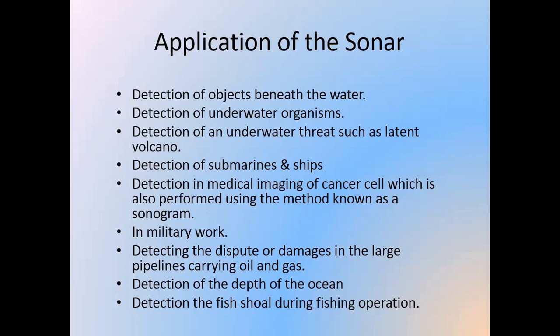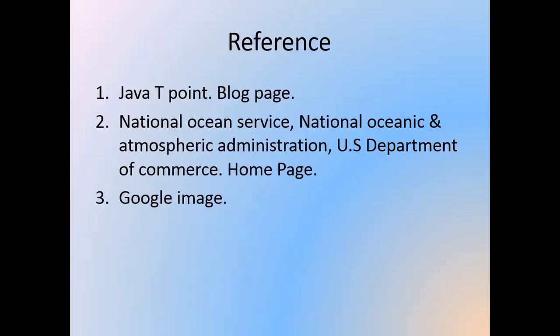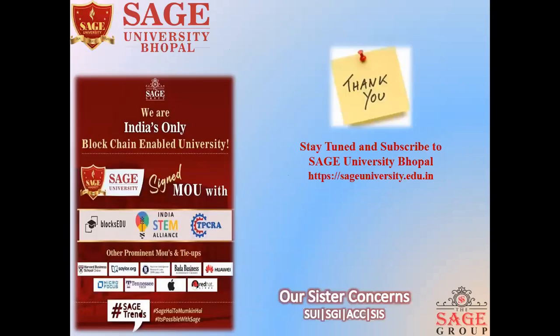Application of the sonar. Sonar can detect objects beneath the water. It can detect underwater organisms. It can detect underwater threats such as a latent volcano, detection of submarines and ships, and medical imaging for detection of cancer cells, which is also performed using the method known as a sonogram. It can be used in military work, detecting defects or damages in large pipelines carrying oil and gas, detection of the depth of the ocean, and detection of fish shoals during fishing operations.